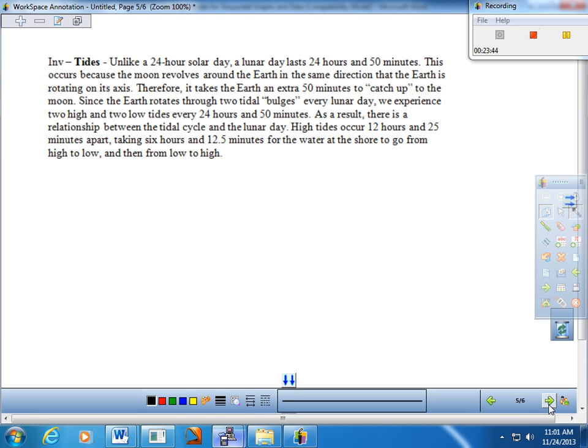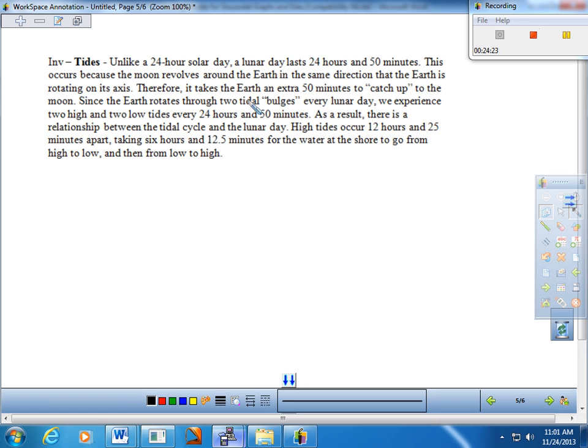So the application we'll do today will be based on tides. So let me just read the blurb here and then we'll go forward. So unlike a 24-hour solar day, a lunar day lasts 24 hours and 50 minutes. This occurs because the moon revolves around the Earth in the same direction that the Earth is rotating on its axis. Therefore, it takes the Earth an extra 50 minutes to catch up, so to speak, to the moon. Since the Earth rotates through 2 tidal bulges every lunar day, we experience 2 high tides and 2 low tides every 24 hours and 50 minutes.